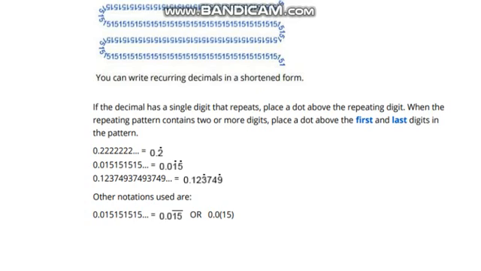Another notation used is like this: 0.01515. We can place a bar above the 1 and 5. Or if we get 0.12374937493749, we can place the bar above the 3, 7, 4, and 9.